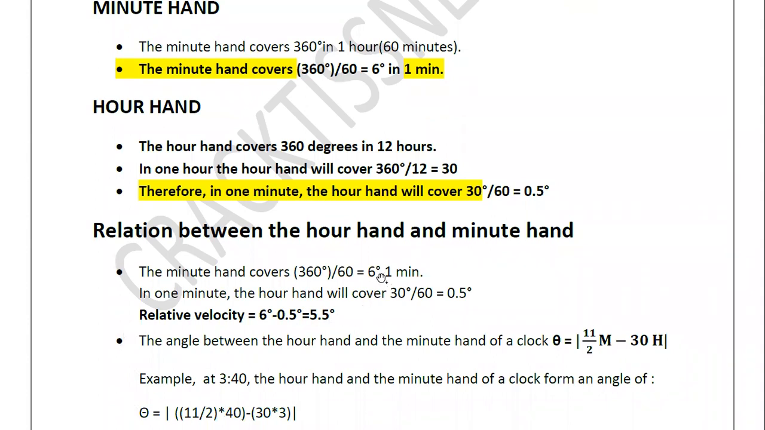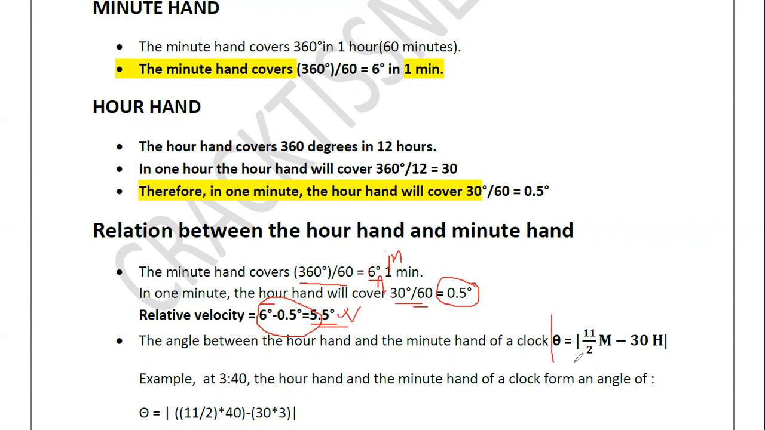Now we'll try to understand a few relations between the hour hand and the minute hand, and we'll also study the important formula from this chapter, which will help you solve most of the problems. The minute hand covers 360 by 60, that is 6 degrees in 1 minute, and in 1 minute the hour hand covers 30 degrees by 60, that is 0.5 degrees. So the relative velocity is 6 degrees minus 0.5 degrees, which is equal to 5.5.